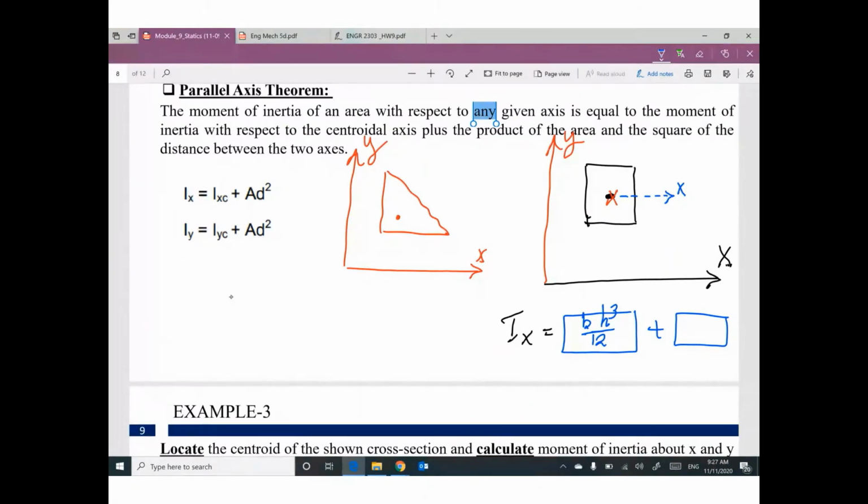Do you think this one is the correct x-axis? No, the correct x-axis is here. So I'm going to move it by this distance. So I need to add another part, equal to the area of this rectangle times d squared. If you add this term plus this term, you get Ix for this rectangle about this axis.